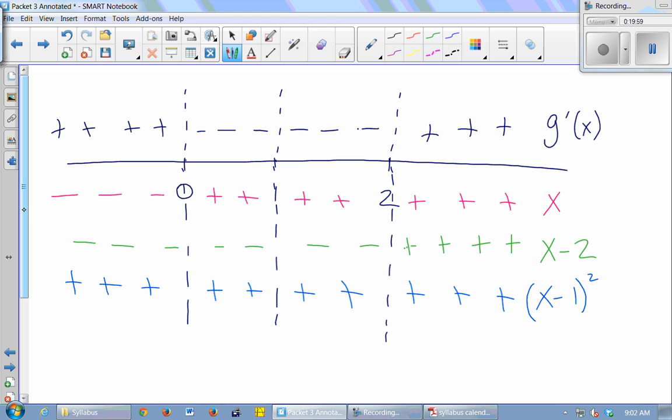Kind of wish I could go up more. Oh well. All right, so I now know the sign of G prime, which means I can talk about G and where it's increasing and where it's decreasing. When G prime is positive, the function G, so I'll throw that right here, G of x. When G prime is positive, what's G doing? Increasing. So I've got increasing. G prime negative, I've got decreasing. And then G prime positive again, G is increasing.